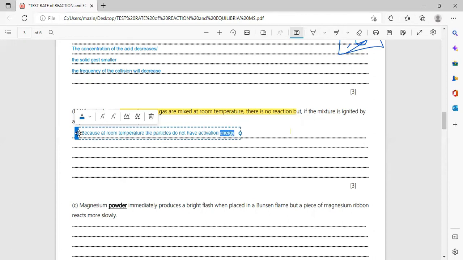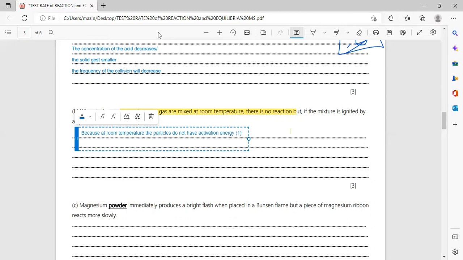You should write the term properly, correctly. Activation, not only energy. The particles must have energy at any temperature, at room or any, but not the required energy. We call that activation energy. Then the next part says this will have a mark. Activation energy. This is clearly a mark. Many of the students here lost this mark.